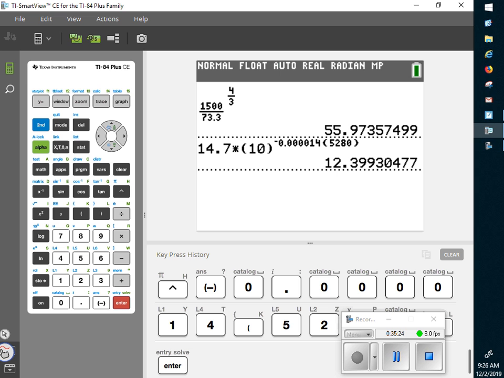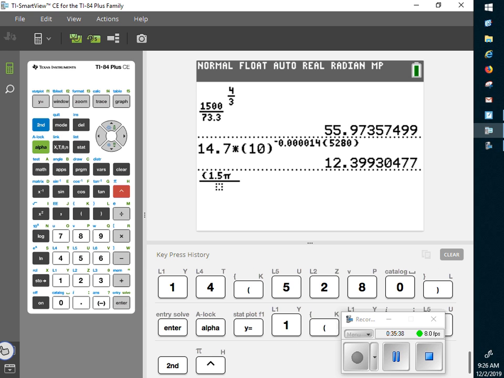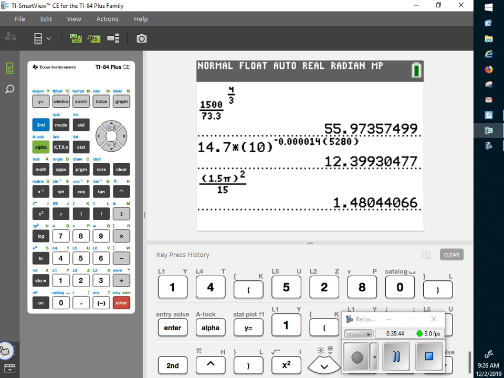Manny, are you all right? Sure. Oh, it's 1.5 pi squared, right? Divided by 15. Is that it? Is that it? I hope it is too, because if it's not, I don't know what is wrong.